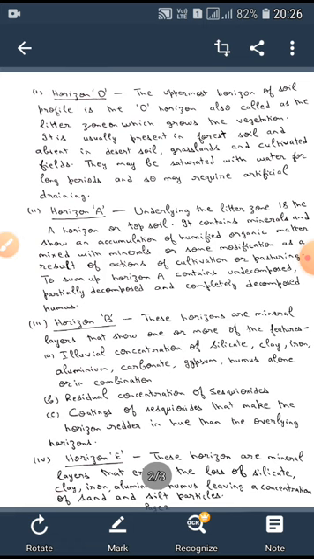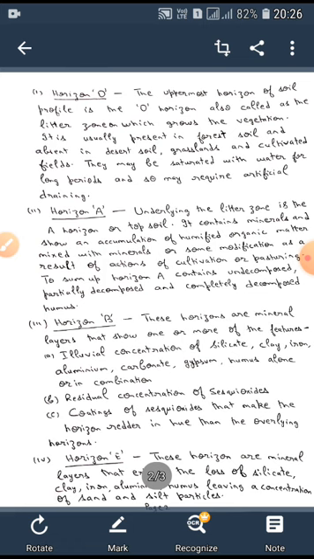The next layer lying underneath the horizon A is the horizon B. Horizon B is also known as the mineral layer. It shows one or more of the following features. The main feature is that it has alluvial concentration of silicate, clay, iron, aluminium, carbonate, gypsum, humus, alone or a combination of all these materials may be present in this layer.